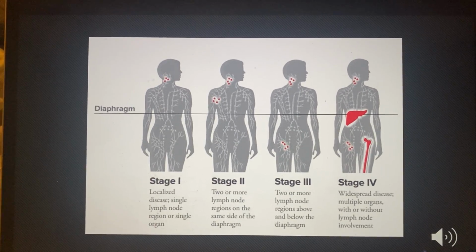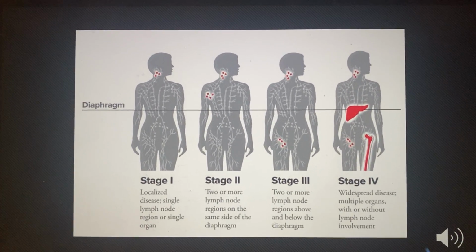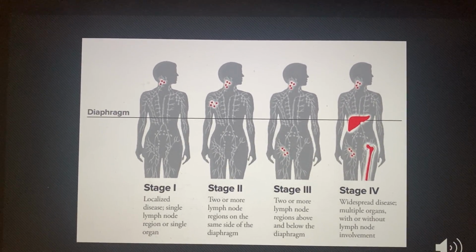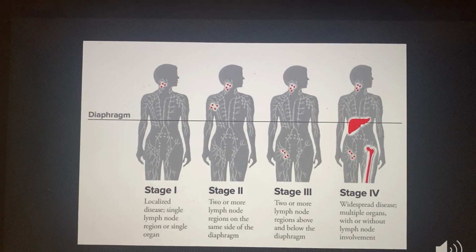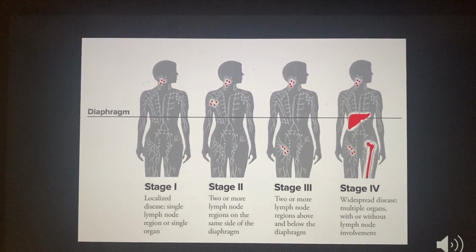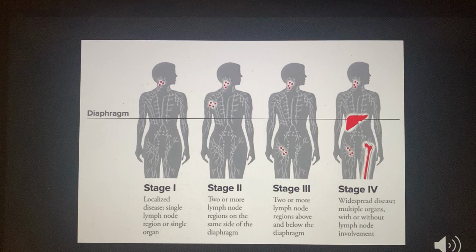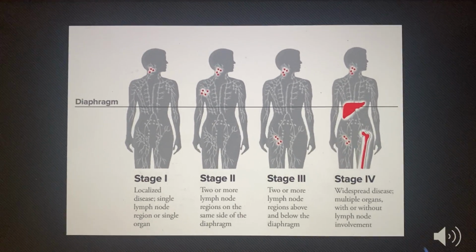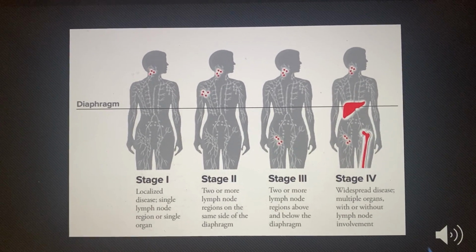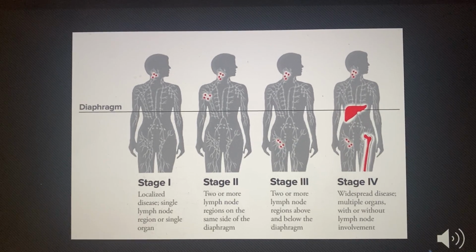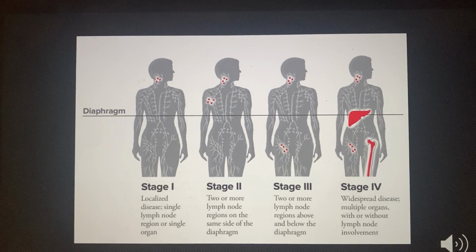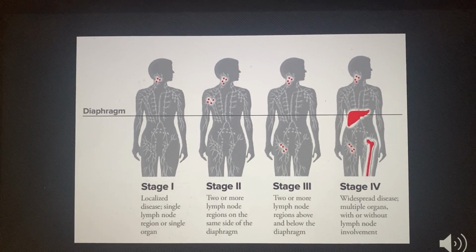So like many cancers and diseases, there are different stages with Hodgkin's lymphoma. You have 4 stages here, and this diagram represents those stages. You have stage 1, 2, 3, and 4. In stage 1, the disease is localized. There's a single lymph node or region or single organ that's being attacked. In stage 2, there are 2 or more lymph node regions on the same side of the diaphragm. Stage 3, 2 or more lymph node regions above and below the diaphragm, and you just have that diaphragm line here. And then stage 4, it's a widespread disease, multiple organs with or without lymph nodes that are involved.